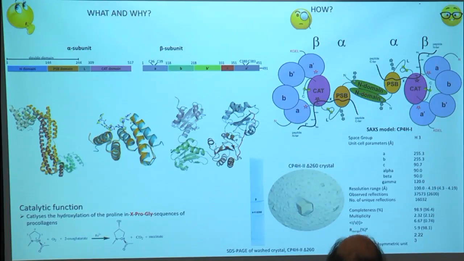And so now our ultimate target is to get a high resolution three-dimensional structure for full length, as well as to understand the interaction between the cat domain and this beta subunit. So for that we have generated different constructs of CP4S, and among which CP4S delta 260 is a variant which contains the catalytic domain of alpha subunit and a full length beta subunit.